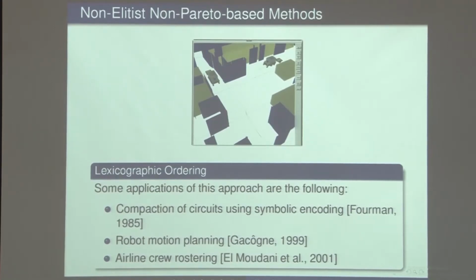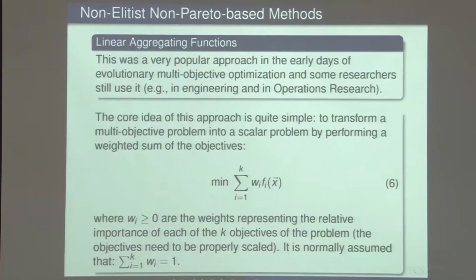But some people have used this. Actually, there is another very old paper in the same proceedings in which VEGA was proposed. There is this paper on compaction of circuits using symbolic encoding. Foreman uses lexicographic ordering. Some French guys use this for robot motion planning. And more recently, in 2001, El Moudani used it for crew rostering for an airline. So it has been used. It's just that most of these people don't call it lexicographic ordering. They call it something else.